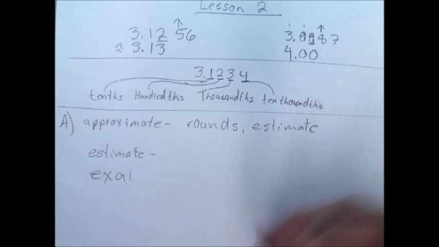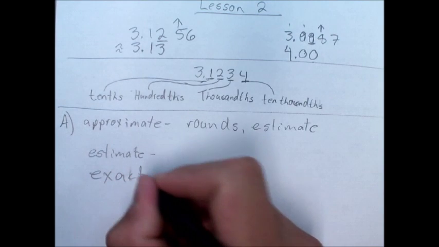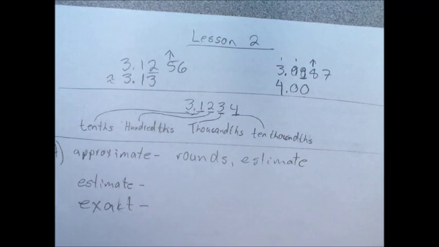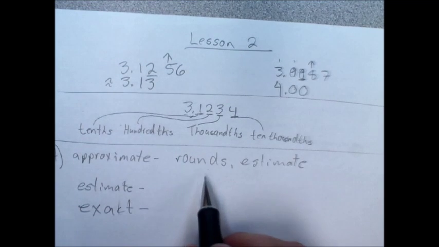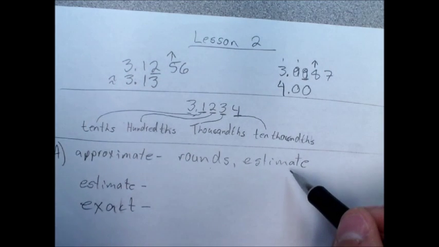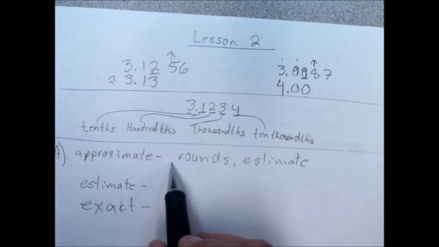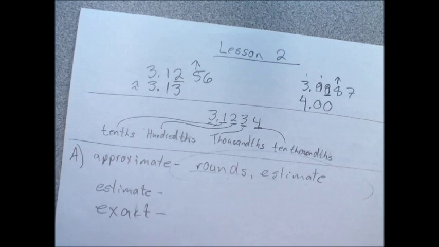So we're looking at the difference between approximate, estimate, and exact. The first problem was an example of an estimation, right? She rounds something, and then she goes ahead and estimates it. Putting those two together, we get an estimate.